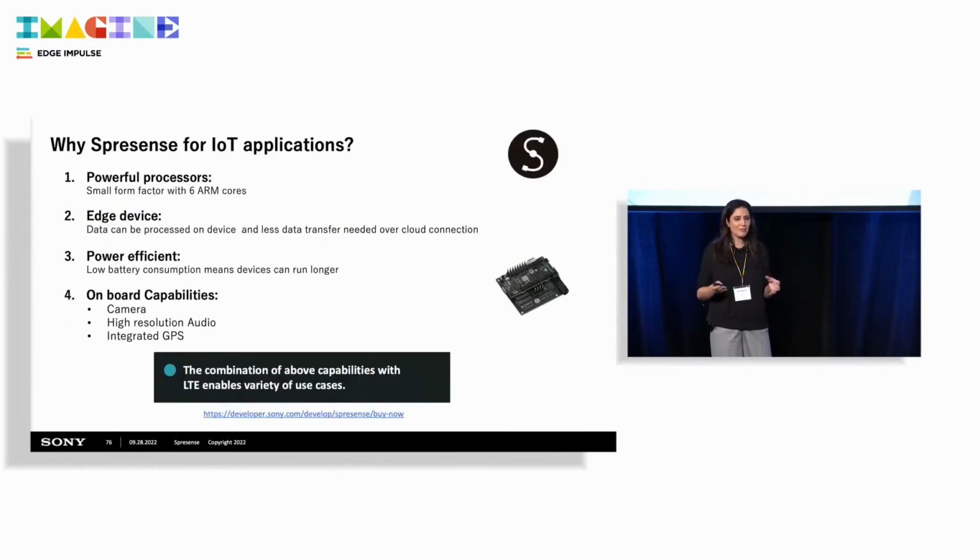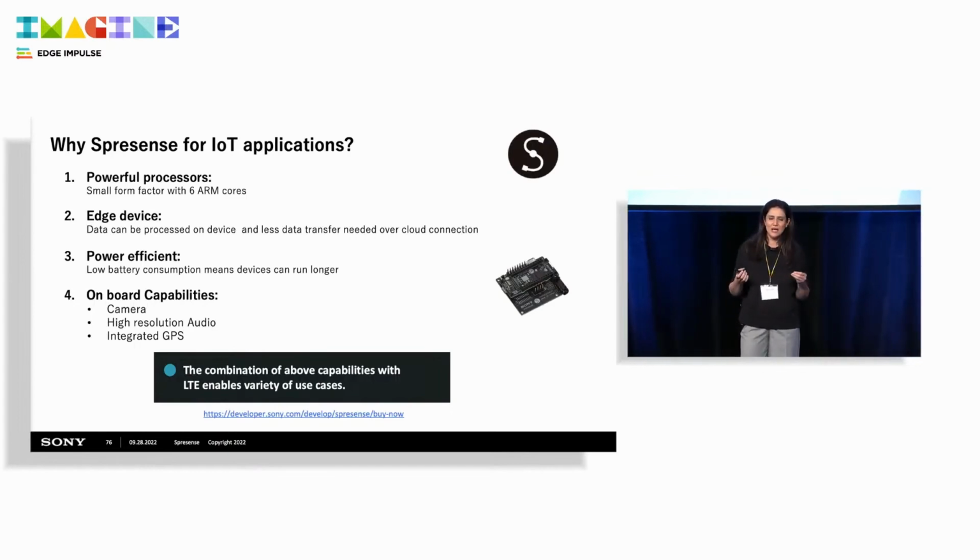So let's wrap up about the Spresense. Why is Spresense good for IoT? Usually for IoT, we need a processor, we need a bunch of sensors, we need connectivity, we need AI, right? And let's see, what do we have? Spresense has a powerful processor. It has 6 processors. It means that you can do everything at the edge.